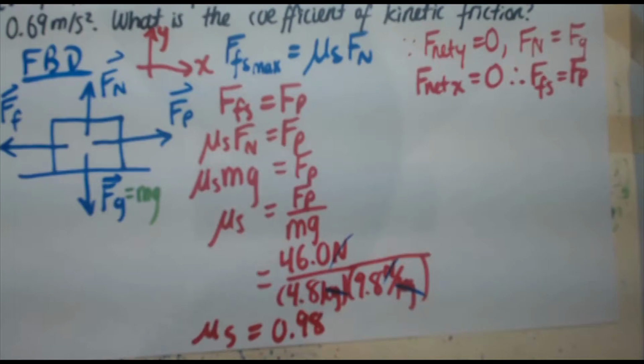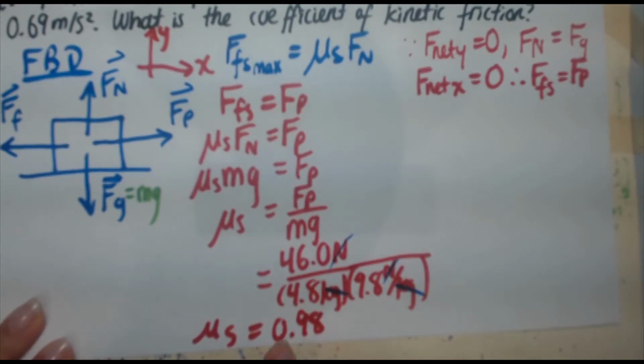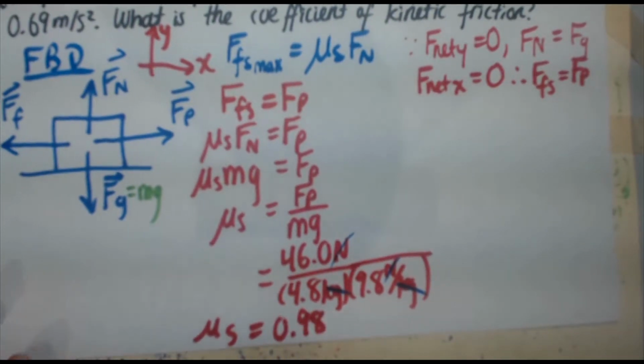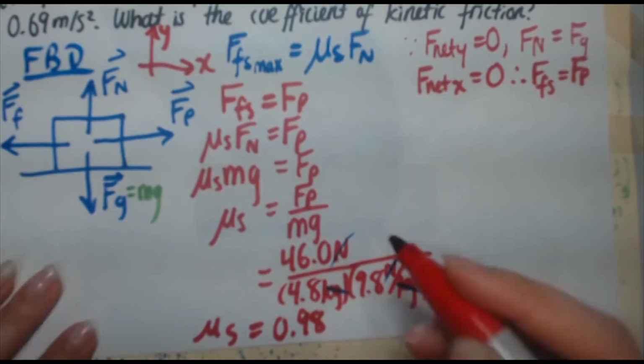0.98. Now something you have to do, always check to make sure your answer makes sense. This number here always has to be less than 1, unless, of course, you're dealing with a metamaterial. But for the cases in high school, you're only going to be dealing with values less than 1. So 0.98 is the coefficient of static friction.